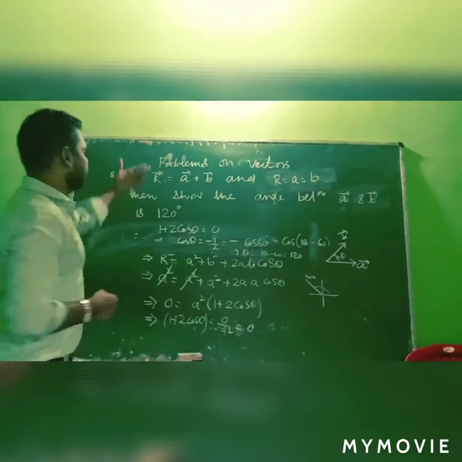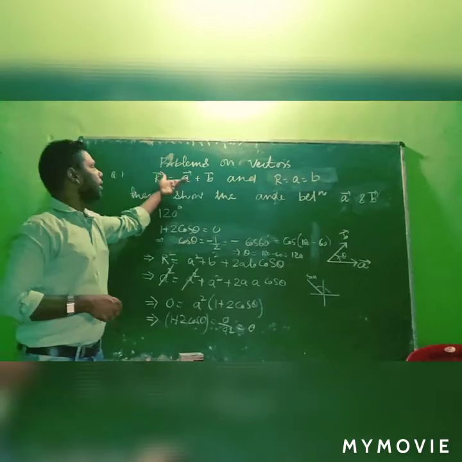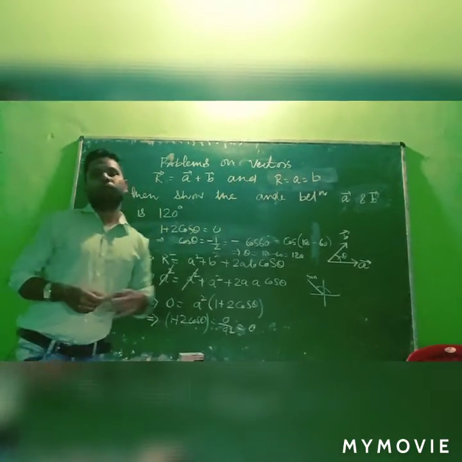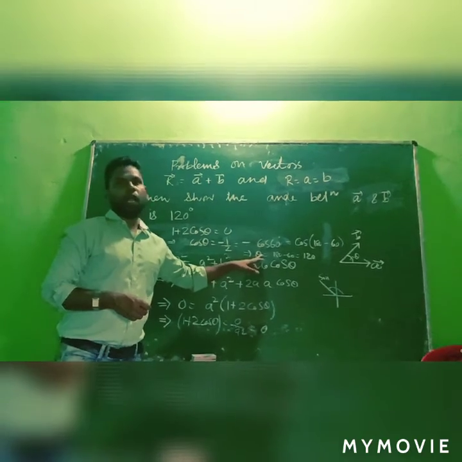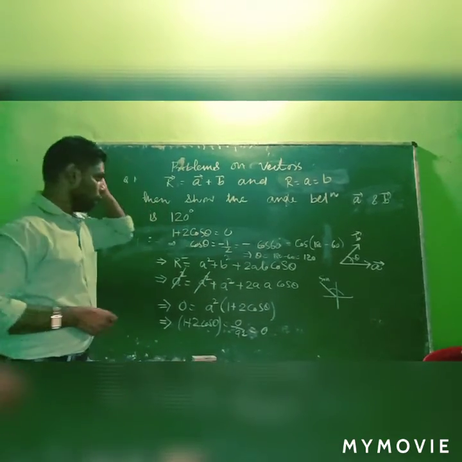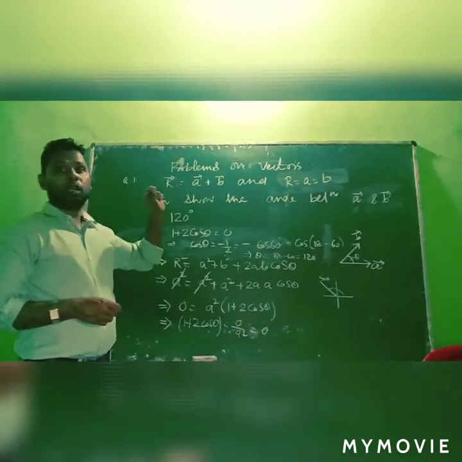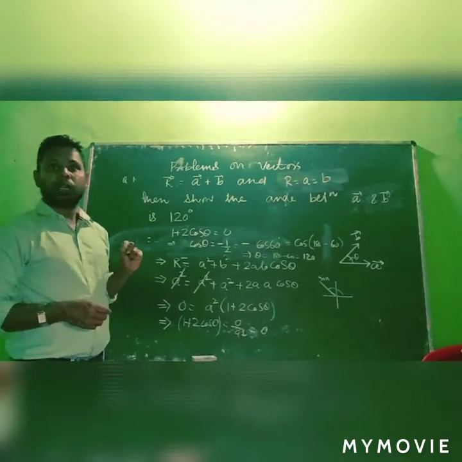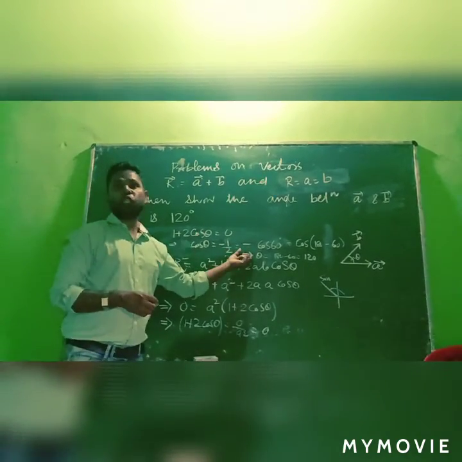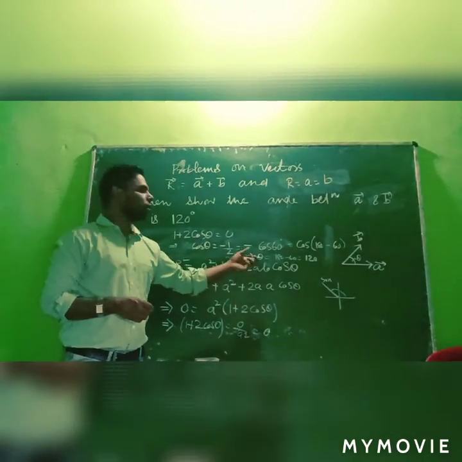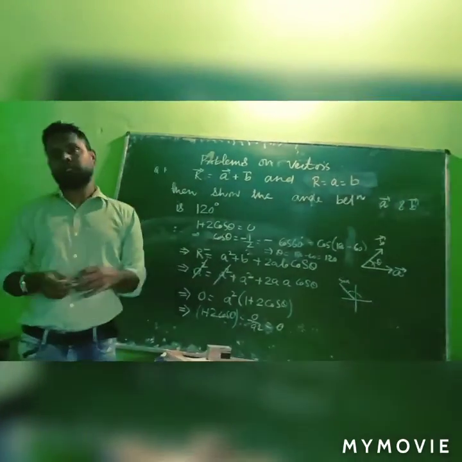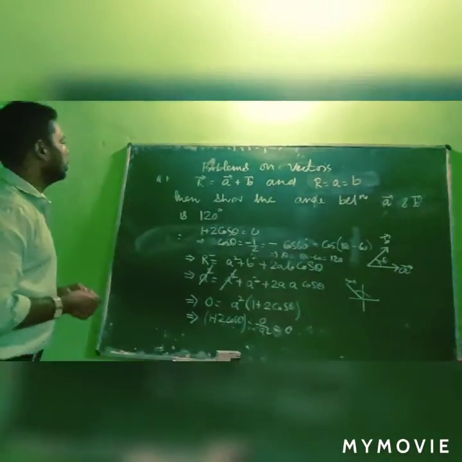So with this condition, r equal to a plus b and r equal to a equal to b, we have proved the angle between a and b is 120 degree. And in exam, you need to only give the right answer, because the question will be a multiple choice based question in the competitive exam. You have to find theta using rough work. So that is the solution of the first problem.